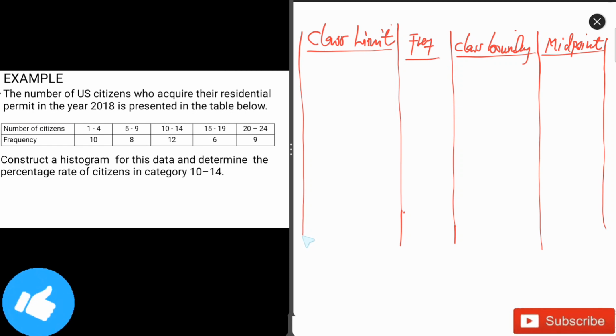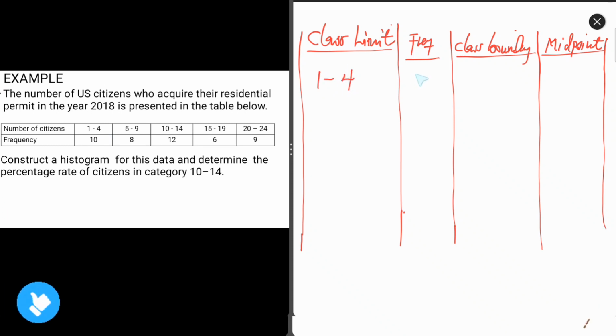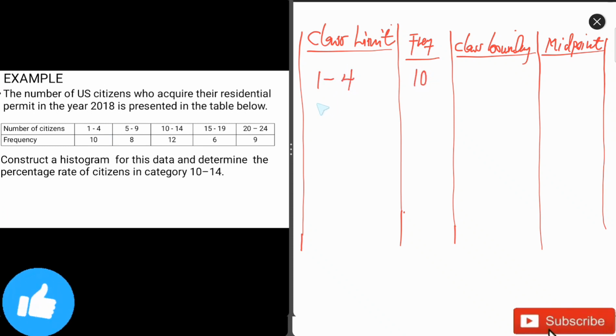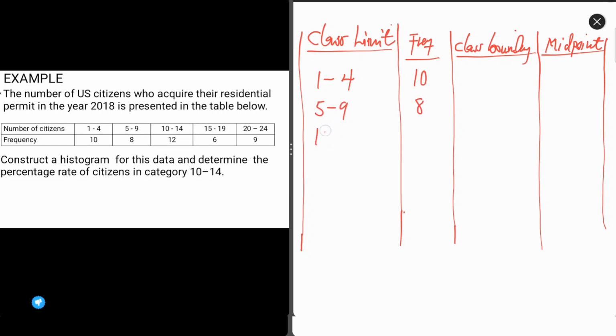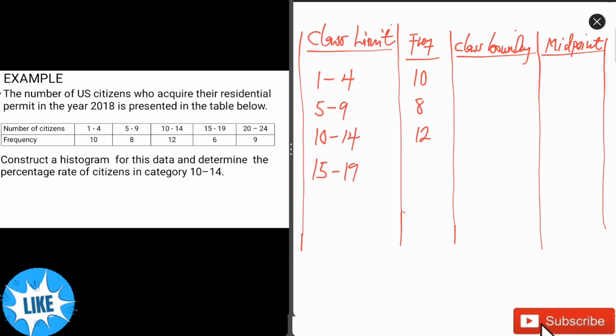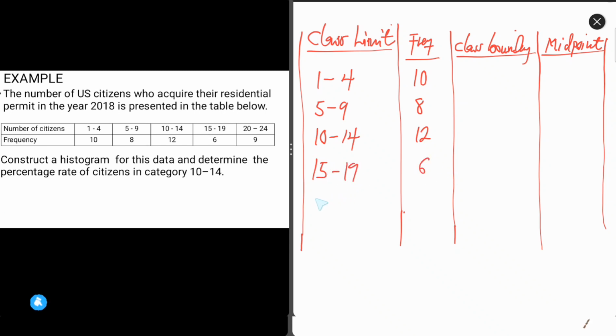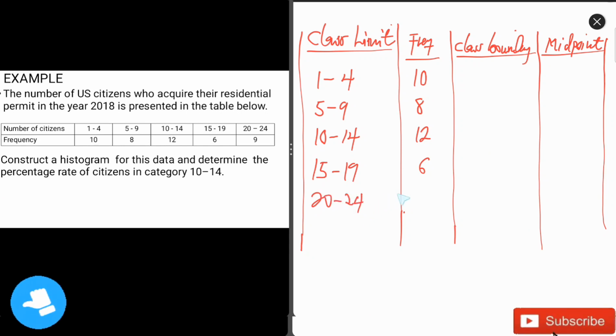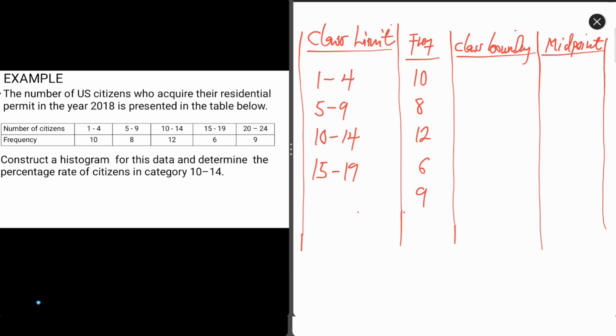Now, for your class limit, it has already been given here, as we have 1 to 4, and for 1 to 4 we have a frequency of 10. Then we have 5 to 9. The frequency is 8, and we have 10 to 14. The frequency is 12, and we also have 15 to 19. Here is more of copy and paste, right? The frequency is 6, and we have 20 to 24. The frequency is 9. Is that okay?